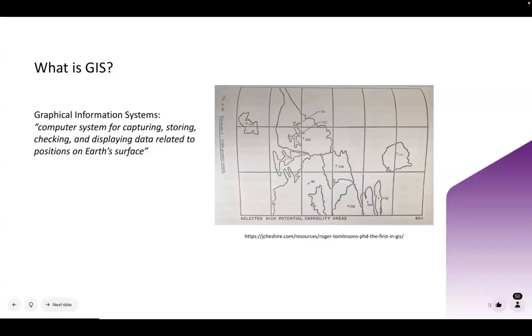And from there, we've got researchers who have, of course, extended this, such as Laura and Jack Dangermond, who developed the Environmental System Research Institute, also known as ESRI, which is the software developed for mapping and spatial analytics.